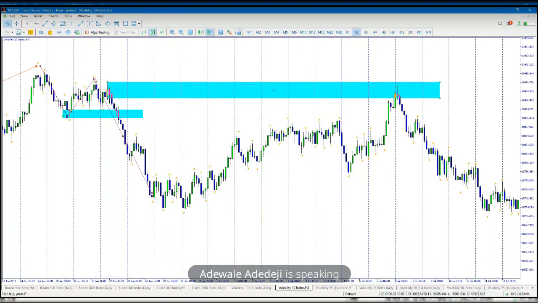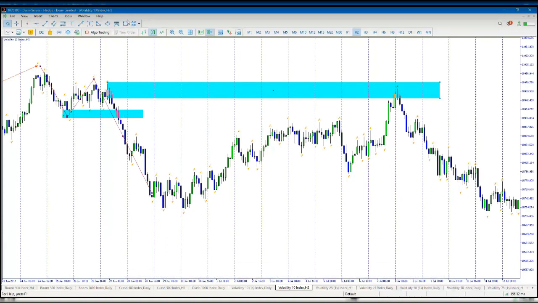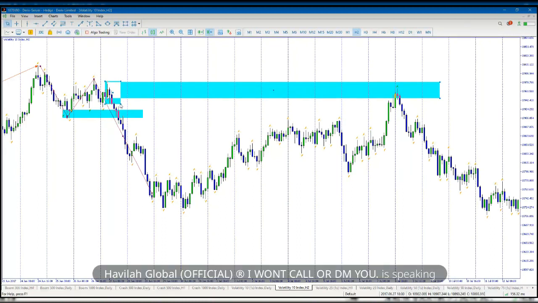If you look at it clearly, see, it has been mitigated. Price came back to mitigate it, so it broke structure. So the candle that broke structure, this is the candle that broke structure.